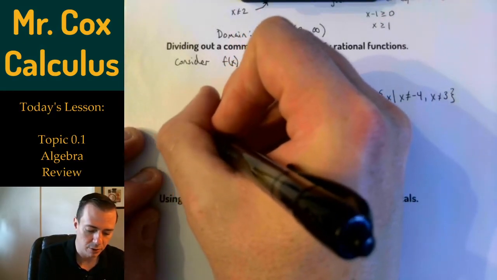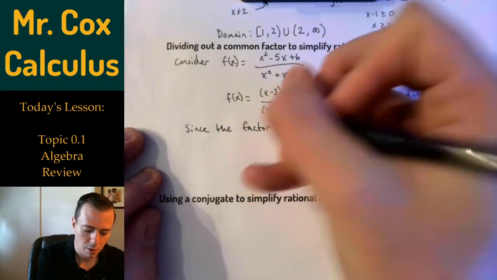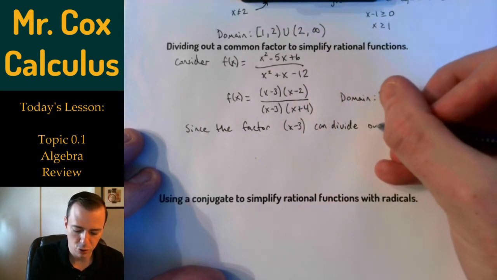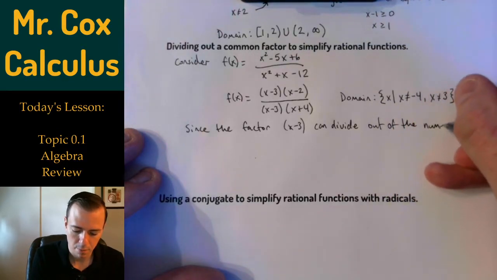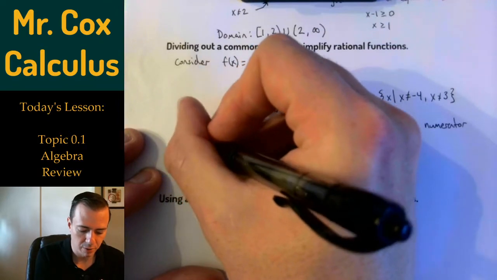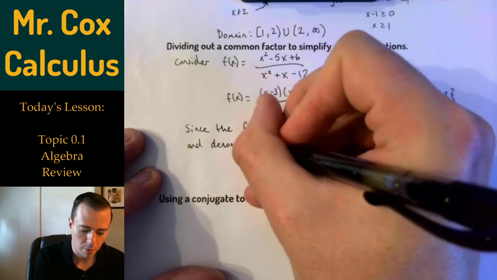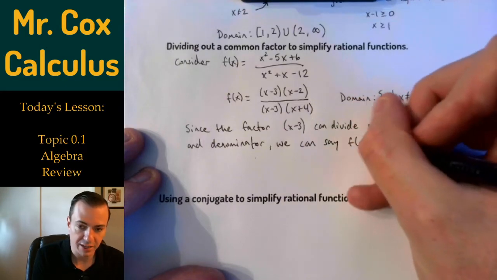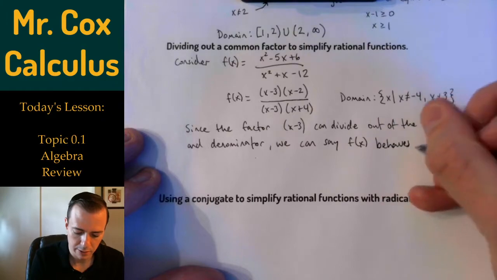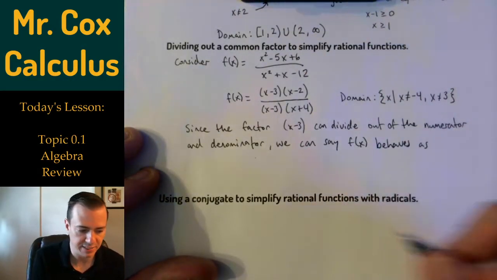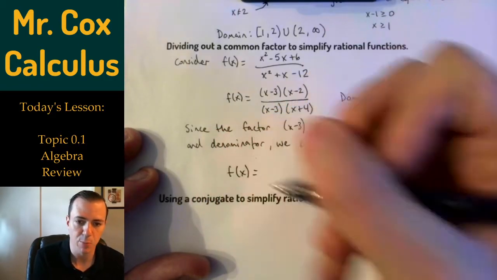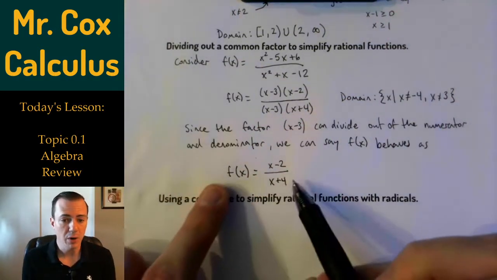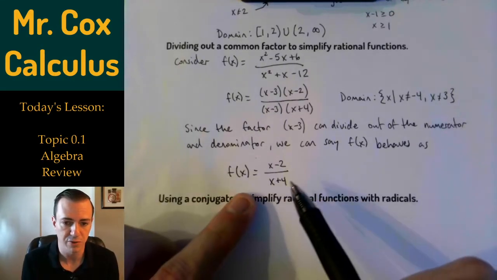Now then, since the factor x minus 3 can divide out of the numerator and the denominator, we can say that f of x, our function, behaves as the function, and if I go ahead and divide these out, I can say that this is basically behaving the same way as f of x equals x minus 2 over x plus 4. Except if I were giving you this function at the start, the only thing you would have to exclude from the function is negative 4.